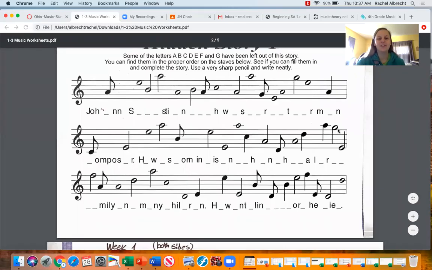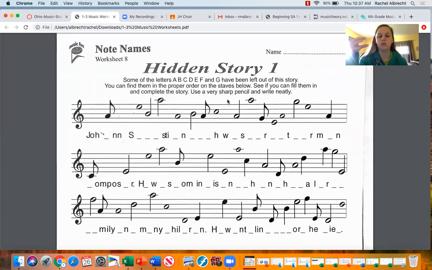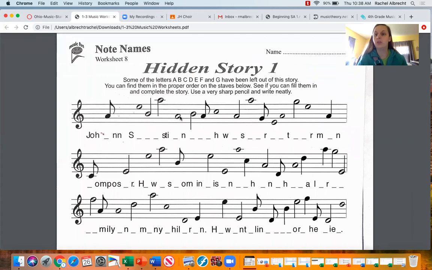Hi everyone. So I wanted to talk you guys through this worksheet that I was having you do this week. This is the one that says "hidden story" on it. Basically the same thing as all the other worksheets. You are trying to find the note names for the notes. Now a lot of these notes are different rhythms, and the rhythm does not change what the note name is.